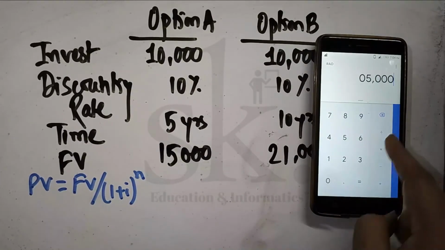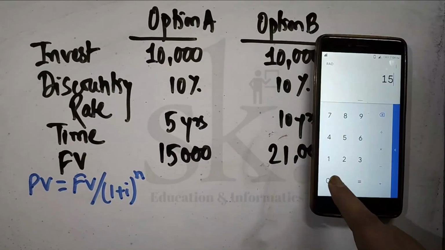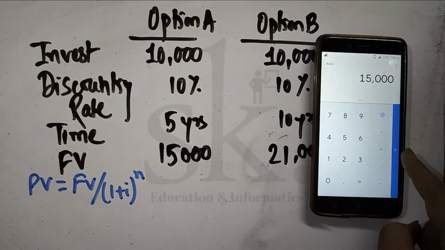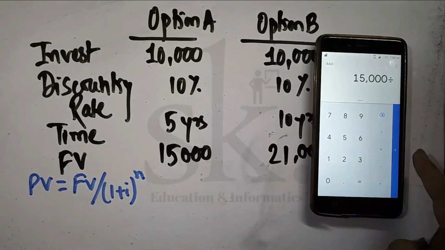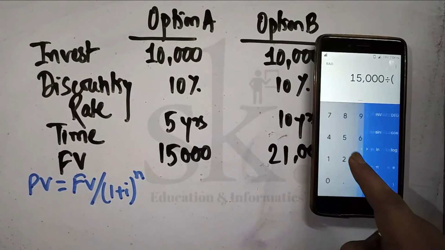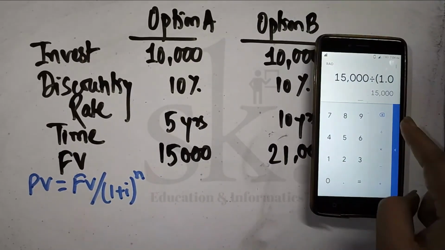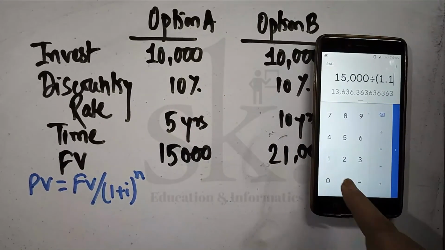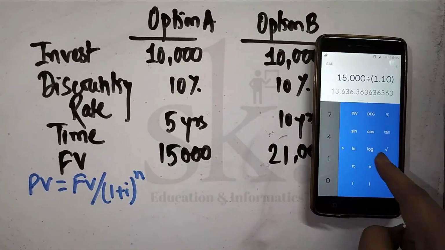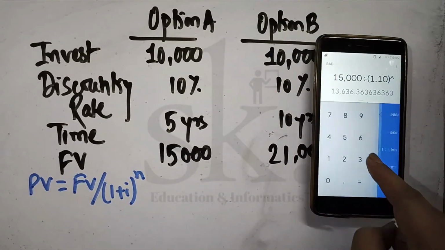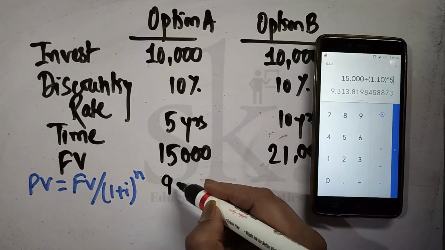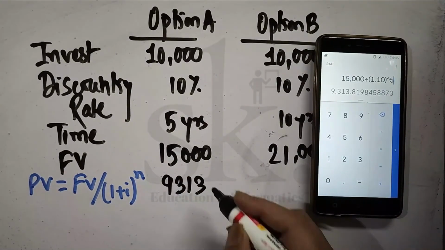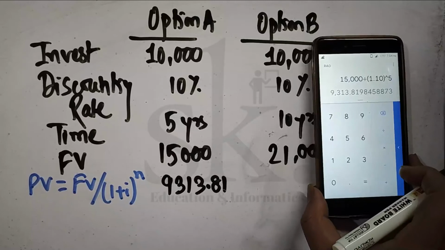So 15,000 divided by 1 plus i, where i is 10%, for 5 years. So bracket 1 plus i, 10% is 1.10, bracket close, to the power 5 for 5 years. Now it's coming 9313, which we calculated before, 9313.81.